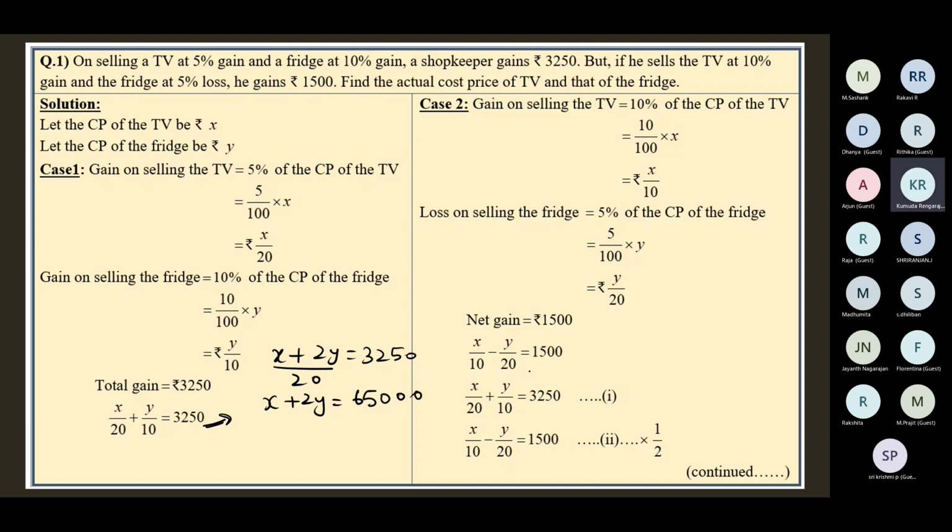Then what about the second equation when you take the LCM? 2x minus y by 20 is equal to 1,500. Okay. So when you cross multiply, 2x minus y is equal to? 30,000. Now how will you simplify these two equations?